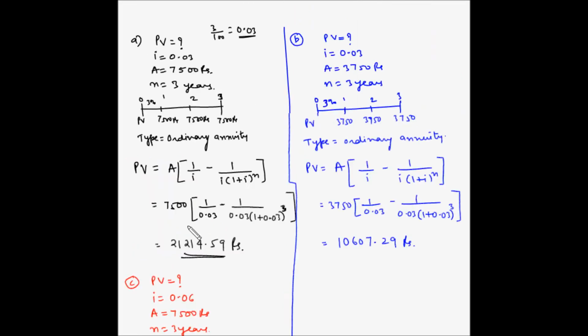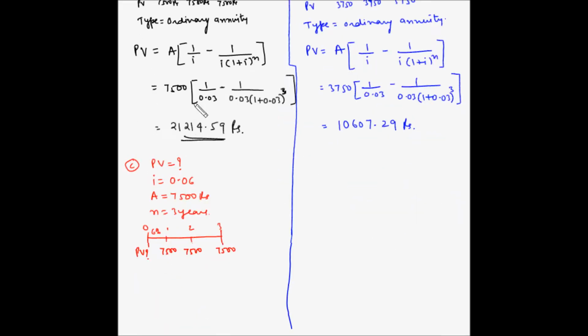So same formula, let's plug in the values. This is again the ordinary annuity because we are withdrawing at the end of each of the next 3 years. So the present value will be equal to A, which is 7500, into bracket 1 divided by I, which is 0.06, minus 1 divided by 0.06 into 1 plus 0.06 to the power n, which is 3.